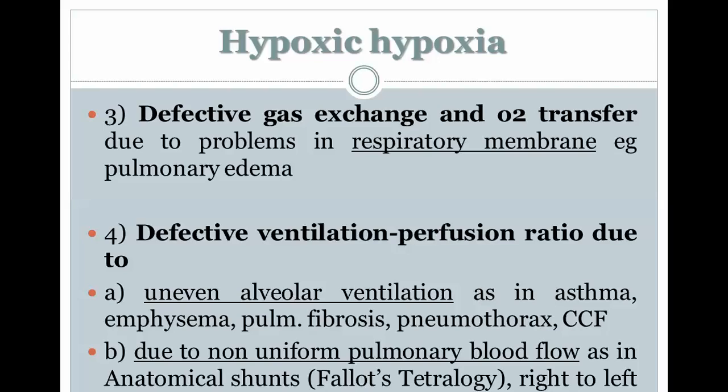What's the difference in hypoxia? If there is a response to oxygen, hyperbaric oxygen or oxygen at high concentration, then it's correctable, as in pneumonia or any problem in the membrane. If it's not correctable by oxygen, it is a shunt. A shunt may be due to a cardiac shunt or a pulmonary shunt, which is uneven alveolar ventilation, as in asthma or emphysema or pulmonary fibrosis. When it occurs, what will occur in uneven alveolar ventilation?